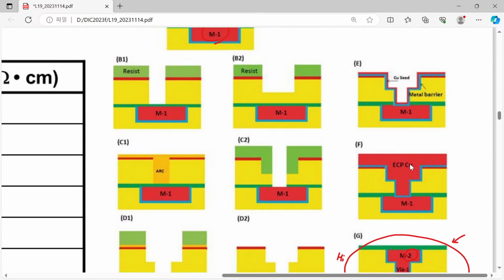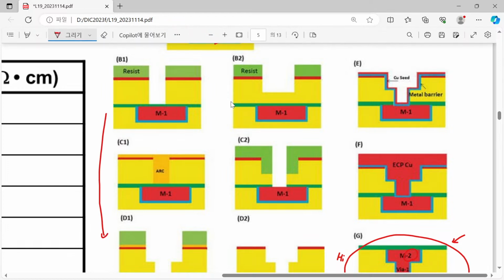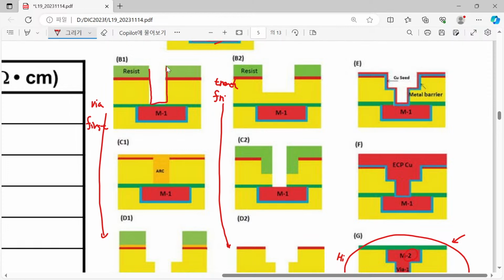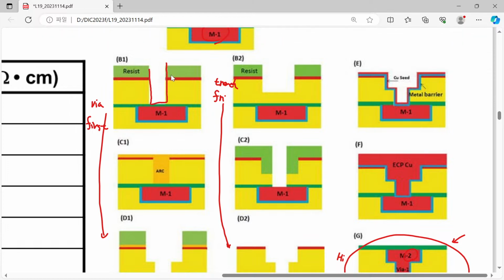Depending on the procedure, we can find one path or another path. This is called via first, and this one is called trench first. It is because this kind of structure is called a via, and this kind of structure is called a trench.